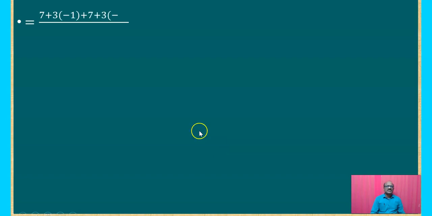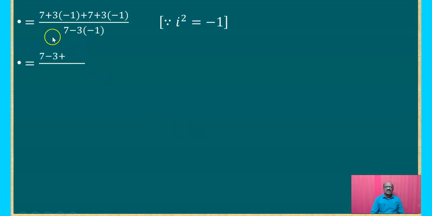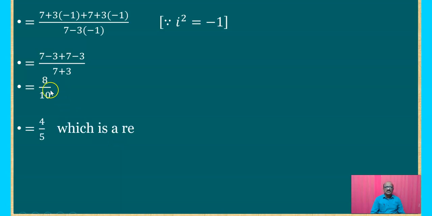Now their simplification. Here is 7 minus 3 plus 7 minus 3. 7 plus 7 is 14, 14 minus 6 is 8. 7 plus 3 is 10. So there is 8 upon 10. After simplification, you will get 4 upon 5, which is a real number.